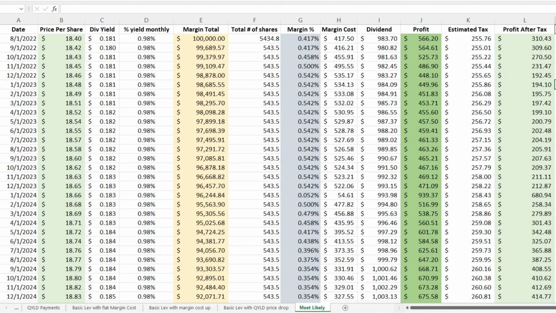Now this last spreadsheet is going to be what I consider the ideal scenario, or at least what I most believe is going to happen. Now, like I said, I'm not a financial advisor. I can't predict the future.